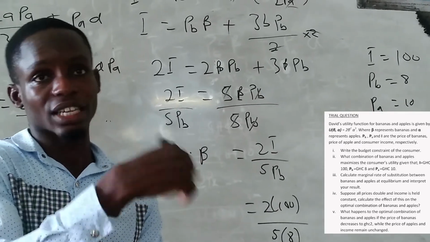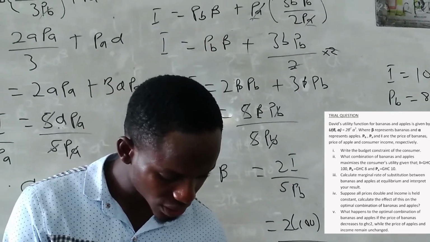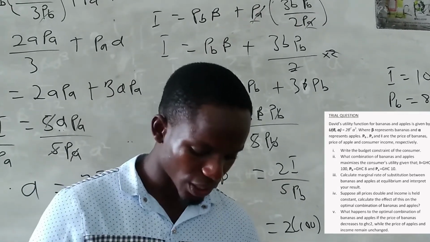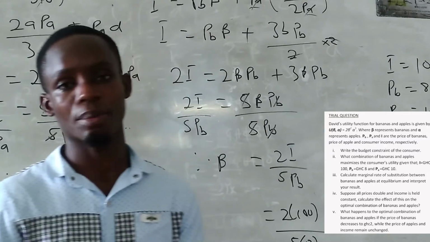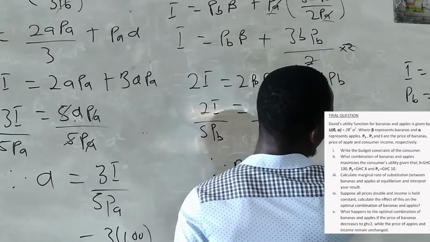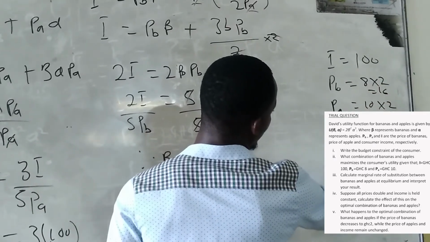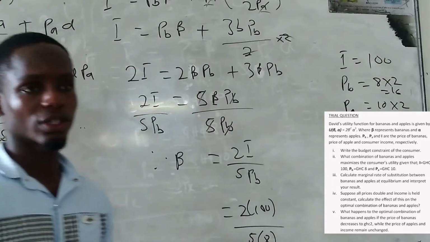So to simplify this, 2 can go here as 4, 2 can go here as 5, and that is your marginal rate of substitution. If you like, you can convert it into decimals. You will not be penalized. If I want, I can leave it this way. You will not be penalized.